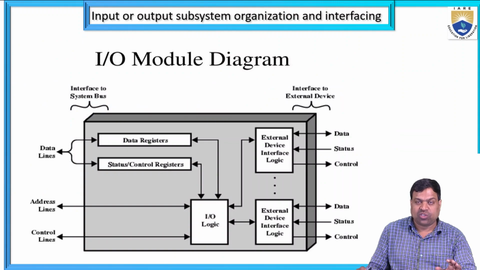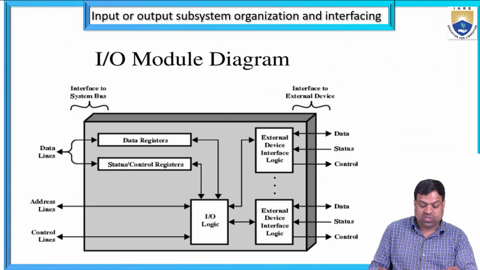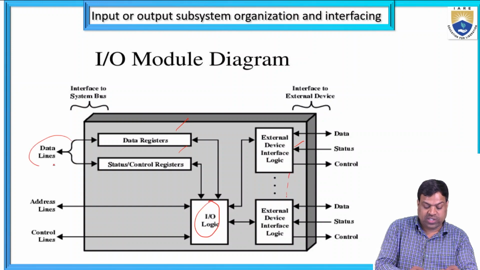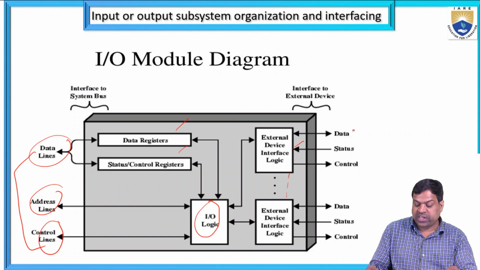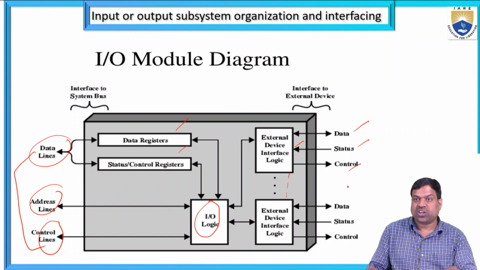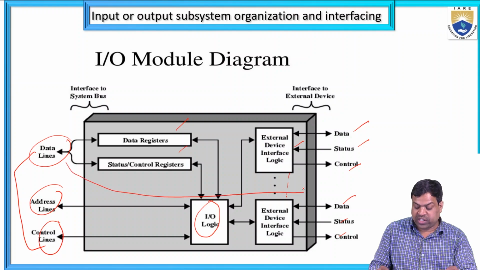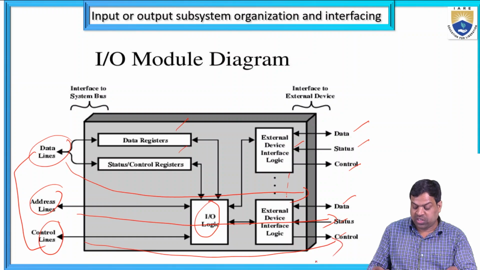And the input-output module diagram. Okay, it is the external look of the input-output module diagram. So there are the data register, status control register, external device interfacing, and input-output logic. The lines are data lines, address lines, and control lines. These play a very important role for the CPU to memory, and they are about the data, status, and control. Data lines are about the data, address lines are about the status, and control lines are for controlling.